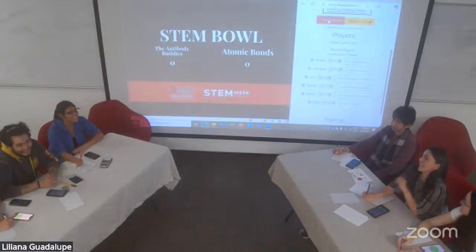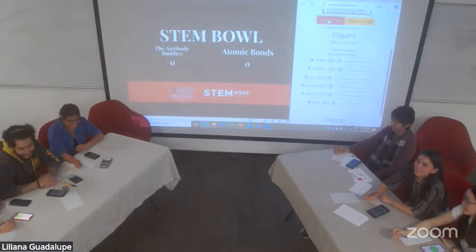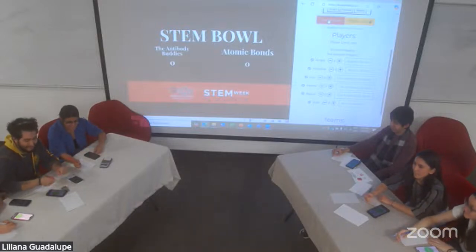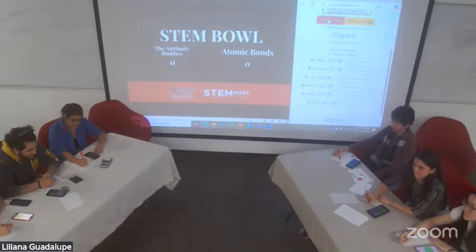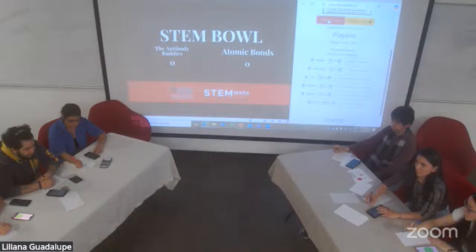Also, question number 4, physics, multiple choice. As an object falls to the earth with air resistance present, what happens to the acceleration of the object? A, it remains a constant 9.8 meters per second squared. B, it increases from 0 to 9.8 meters per second squared. C, it remains at a constant 0 meters per second squared. Or D, it decreases from 9.8 to 0 meters per second squared.